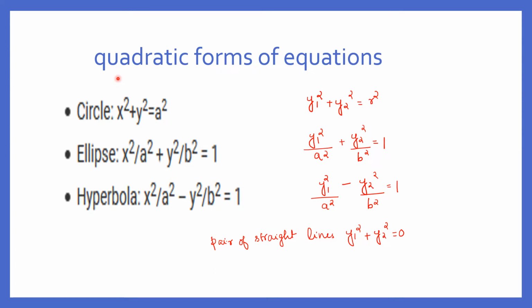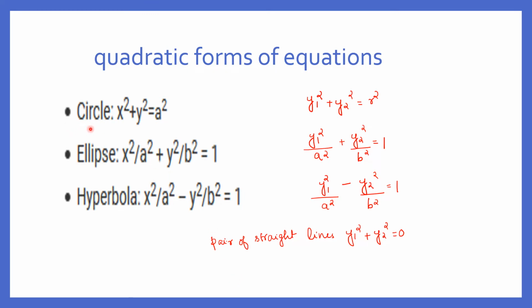Regarding the quadratic form of equations, we have some geometric figures like circle, ellipse, hyperbola, then a pair of straight lines. All these are expressed in the quadratic form. Based on our quadratic form of equation, we have to identify what type of conic section the corresponding equation denotes. Here are some equations to familiarize ourselves with the geometric figures like circle, ellipse, hyperbola, and pair of straight lines.